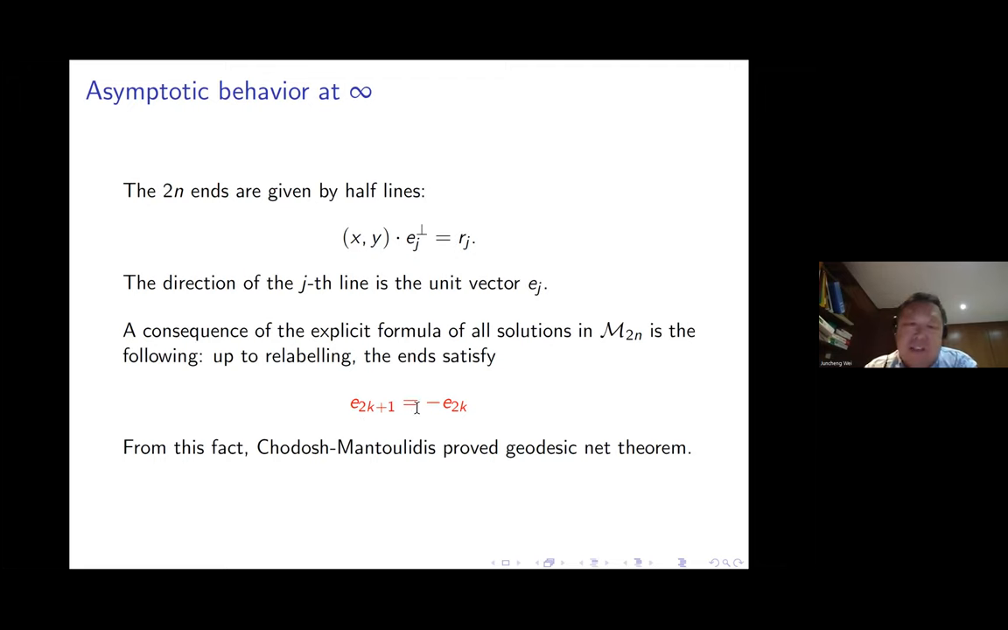So this is a very nice application of the sine-Gordon. Just in summary, if you use the sine-Gordon, you get more information about the limiting process, about the limiting interface. Okay.